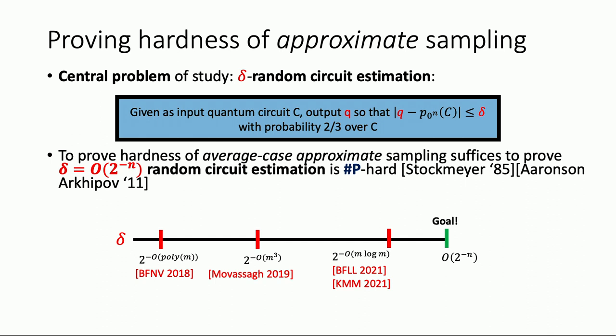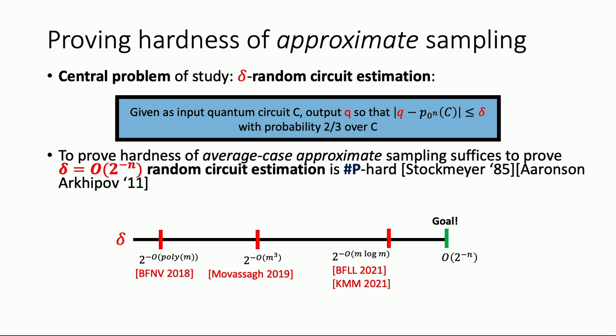But it turns out that for random quantum circuits, which is also what we're talking about, because this is an average case problem that works with high probability over a choice of circuit, the size of most output probabilities of a random quantum circuit is around 2 to the minus n. So in fact, this 2 to the minus n is actually a good multiplicative approximation as well. That's why we're invoking this Stockmeyer algorithm. If you understand that, that's great. If you don't, you can just take for granted that to prove hardness of sampling, it suffices to prove that this delta equal 2 to the minus n average case additive approximate problem is sharp P hard. Okay, so that's the goal.